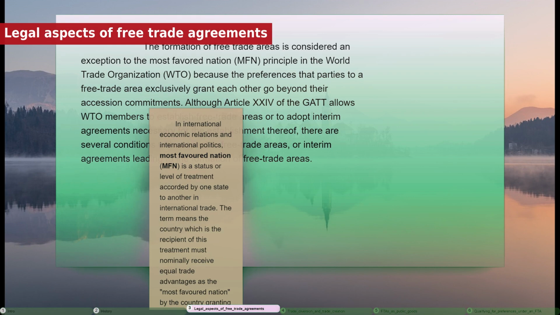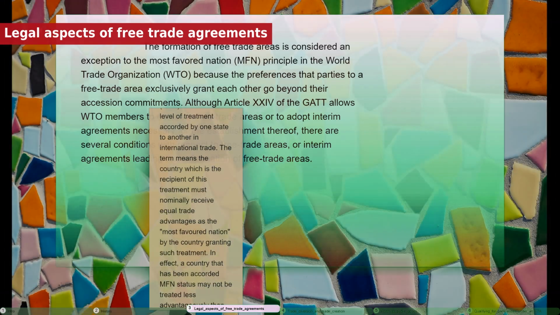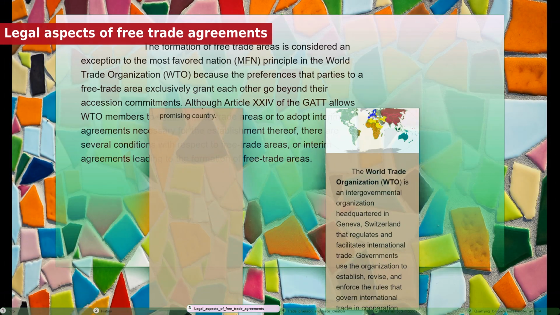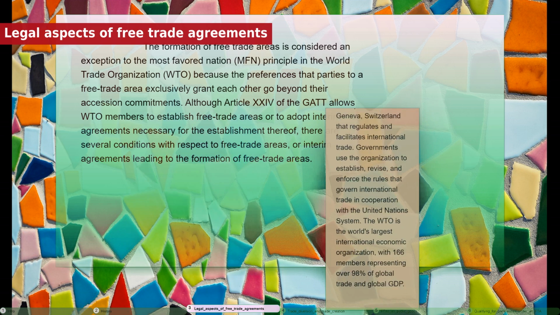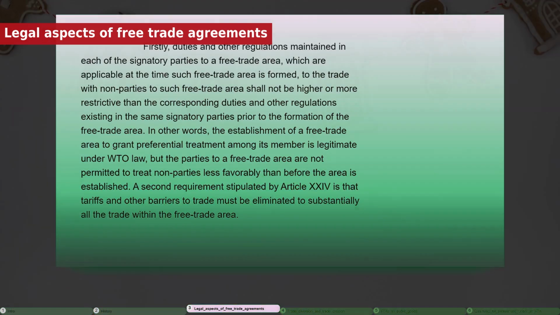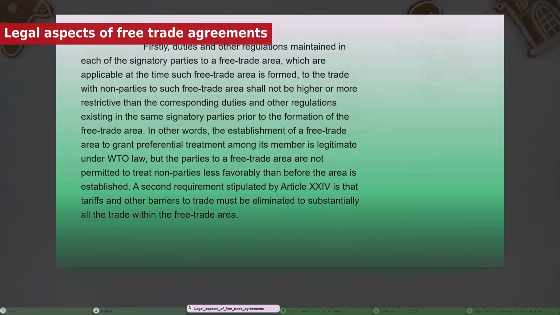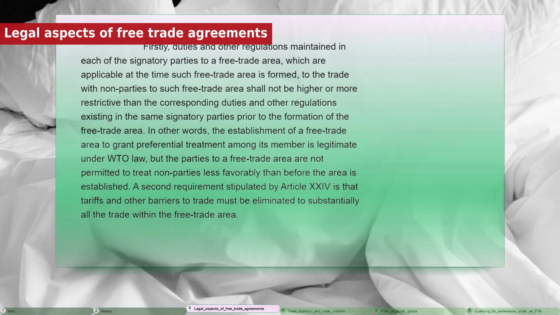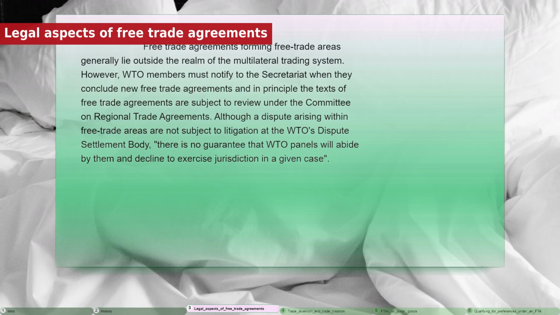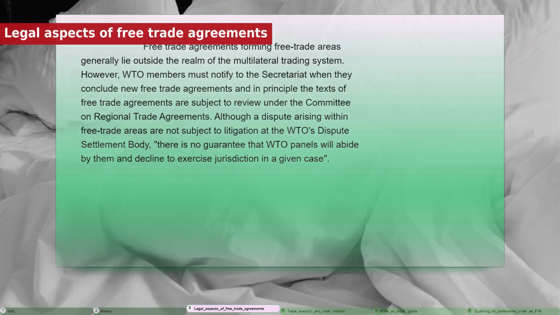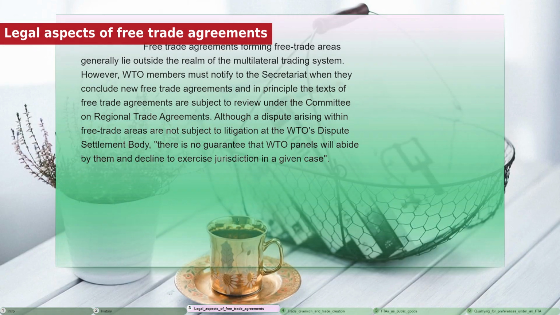Under WTO law, FTAs are seen as an exception to the most favored nation principle. They can grant preferential treatment among signatories, but can't harm non-parties. Article 14 of GATT lays out conditions to establish an FTA, ensuring that pre-existing regulations with non-parties are not more restrictive. So, are there any legal repercussions if these agreements aren't followed?